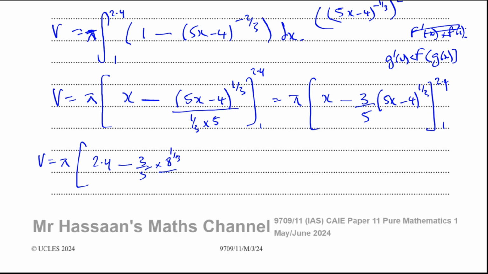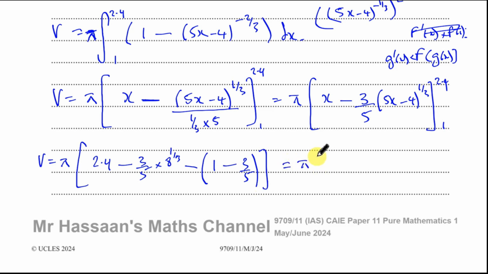Let me just get rid of this. All right. And then you've got to take away from that what you get when you substitute 1 into here. So you have 1 instead of x, that's 1 minus 3/5 times 1 times 5, 5 minus 4, which is 1, 1 to the power of a third, which is 1. So this is 1 minus 3/5. And now we can finally solve this.